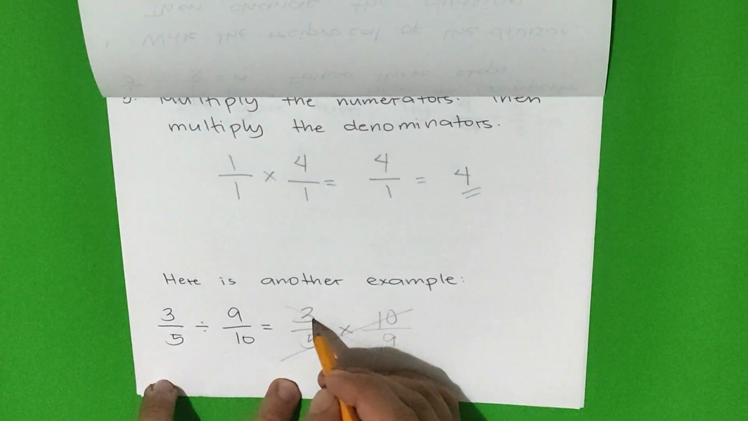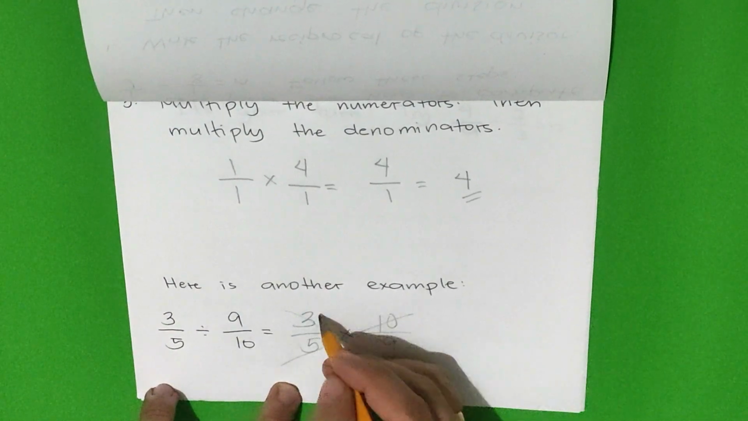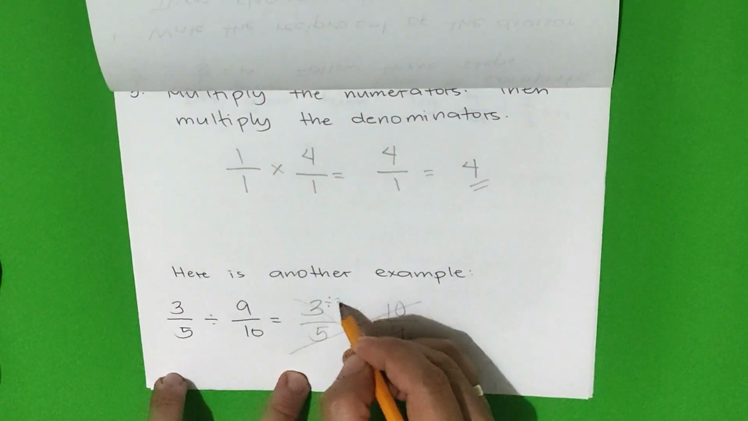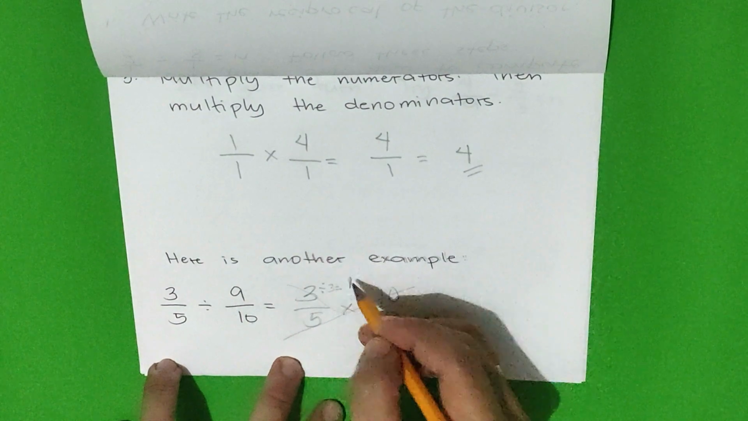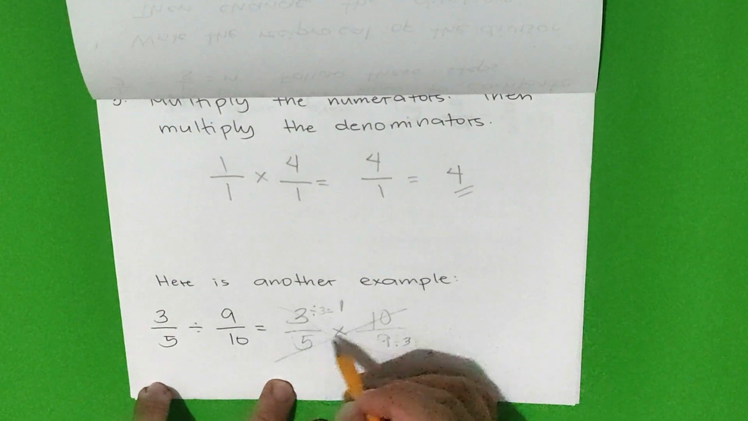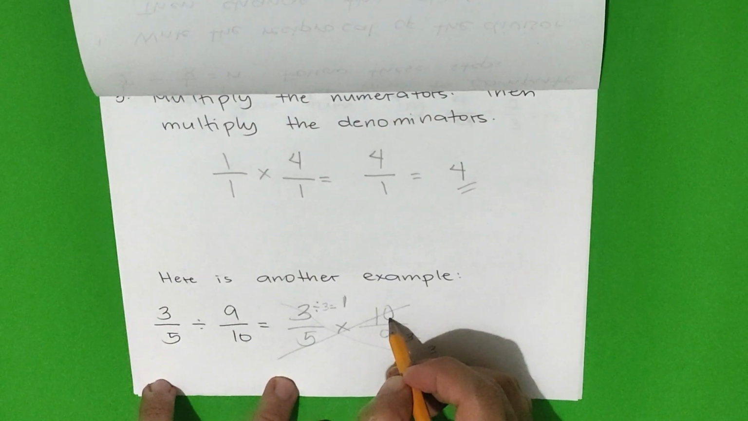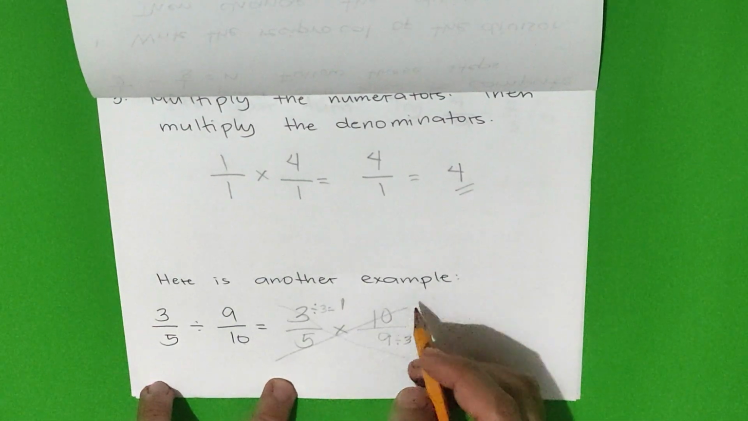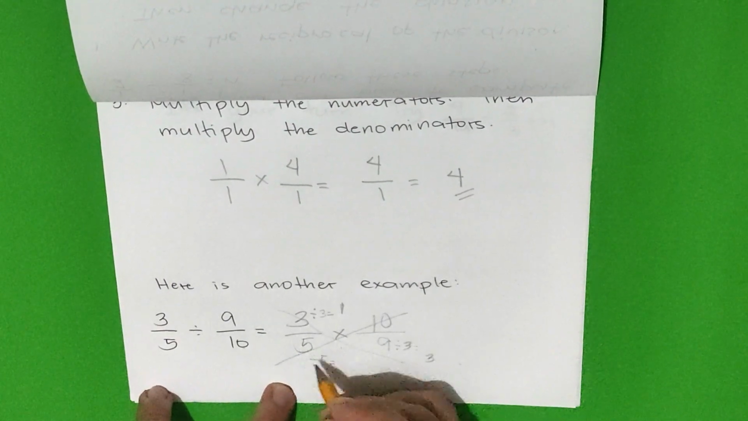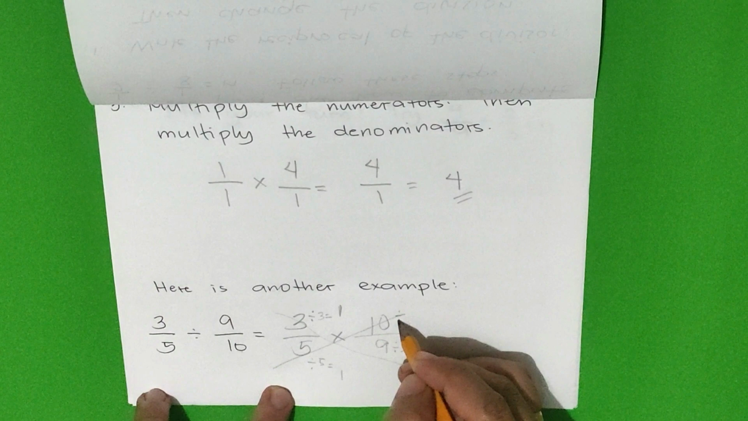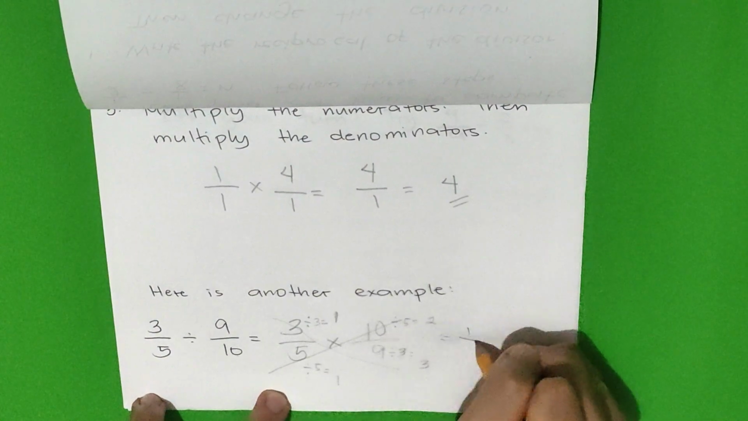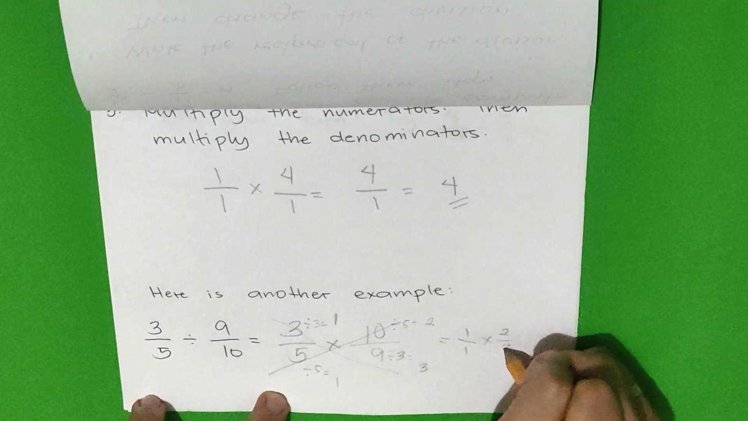So, 3 and 9. Think of a number that we can divide 3 and 9 by without a remainder. Same number. Yes, it's 3. So 3 divided by 3 is equal to 1. And 9 divided by 3 is equal to 3. Next, 5 and 10. Think of a number that we can divide both 5 and 10 by without a remainder. Yes, it's 5. So 5 divided by 5 is 1, and 10 divided by 5 is 2. So our new set of fractions is 1/3 times 2.